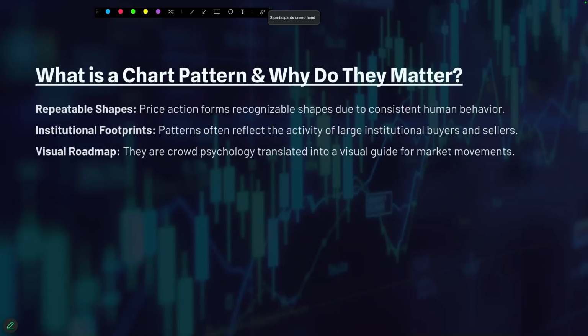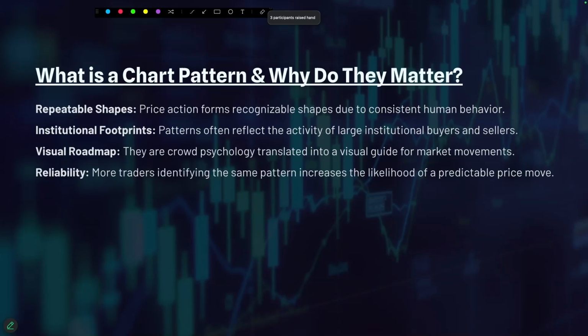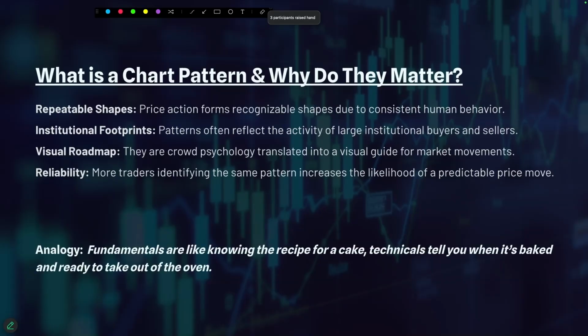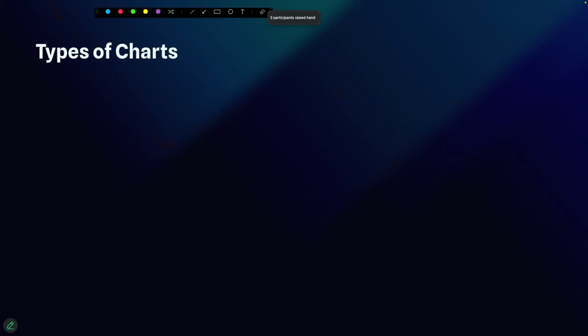So a chart pattern is basically a visual roadmap. It's crowd psychology translated into a visual guide that helps us see market action and market movements. And again, the more traders identifying the same pattern increases the likelihood of a predictable price move. Another analogy: fundamentals are like knowing the recipe for a cake. Technical analysis is when you're sticking the toothpick in it to see if it's done, okay? So that's another way of potentially looking at that.